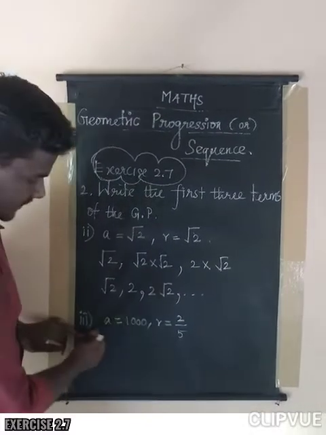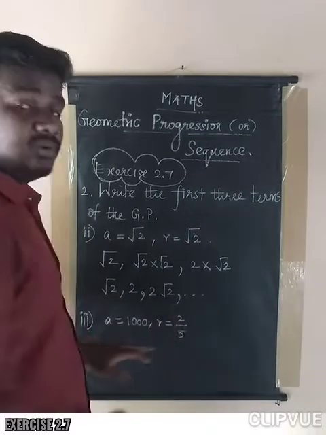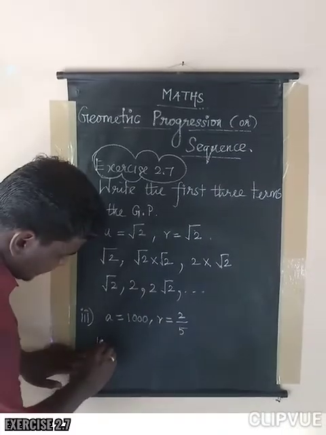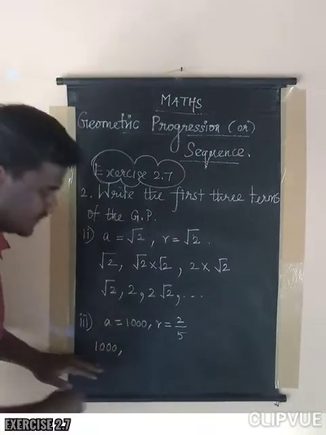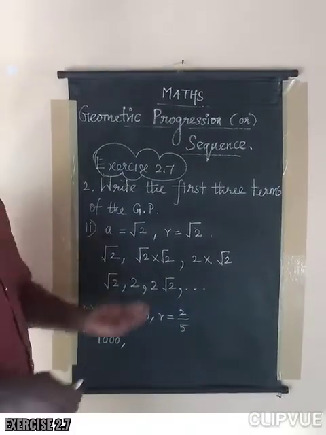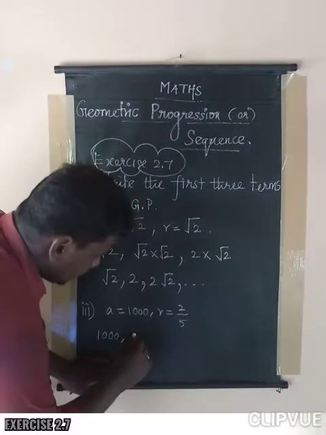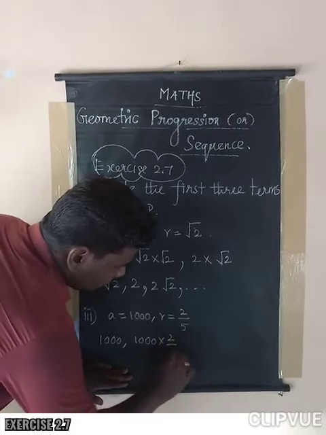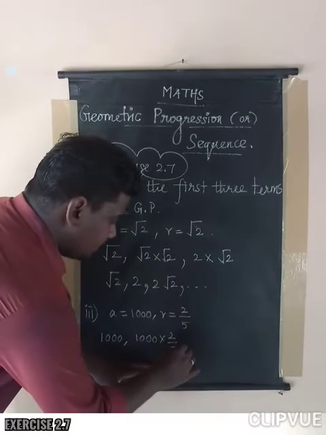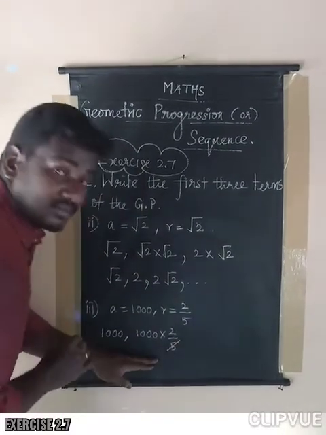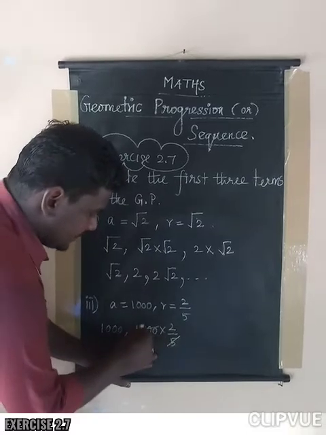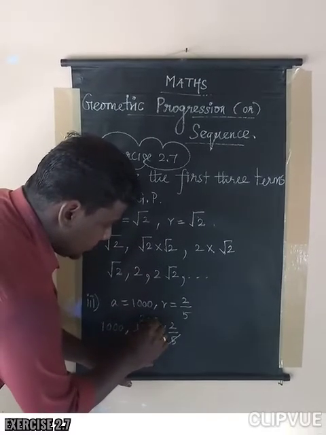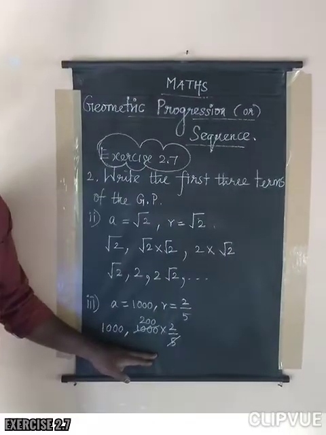The third subdivision, A is equal to 1000 and R is equal to 2 by 5. So first we write 1000. The second term will be obtained by multiplying the common ratio by the preceding term. So we write the preceding term 1000 into the common ratio 2 by 5. So it can be simplified. How can we simplify it? Listen, 5 one time. Here 10 means 2 times. So 200 into 5 gives 1000.